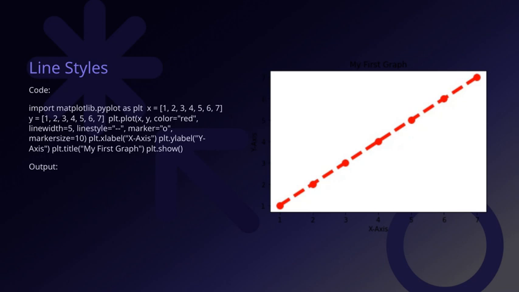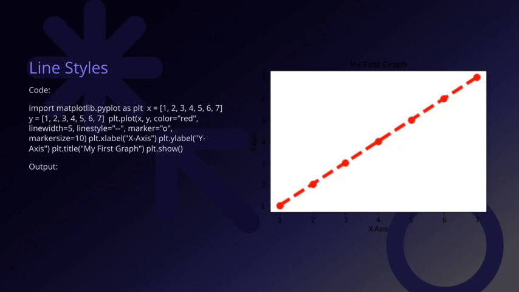Now, the key part here is the line style, which we've set to dashed. This helps differentiate this line from others if we add more later. We also add markers to each point on the line using the marker parameter, which here is o for circles. The marker size is set to 10, making them prominent without overwhelming the line.